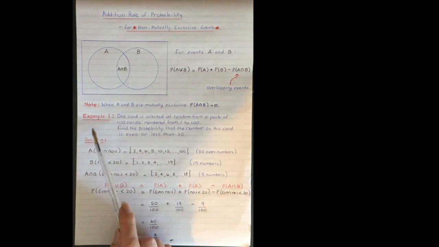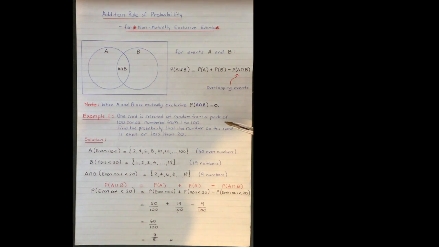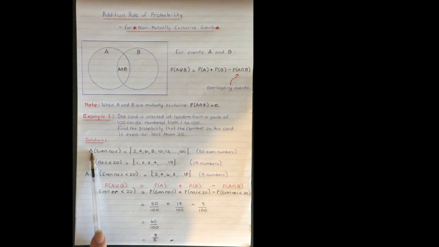Let's look at example 1. One card is selected at random from a pack of 100 cards numbered from 1 to 100. Find the probability that the number on this card is even or less than 20. The way to do this question is to look at the outcomes of the even numbers. That would be event A. The even numbers would be 2, 4, 6, 8, 10, 12 and so on right up to 100. So there will be 50 even numbers.